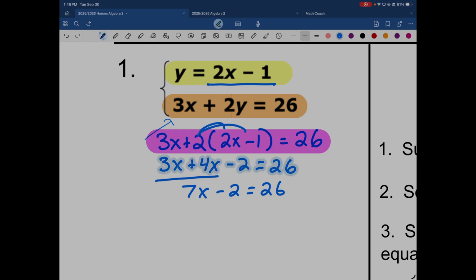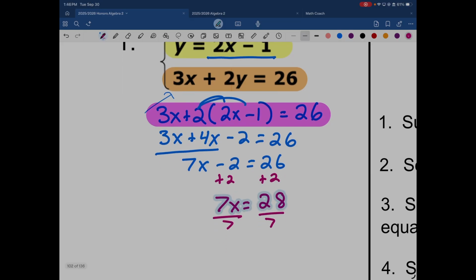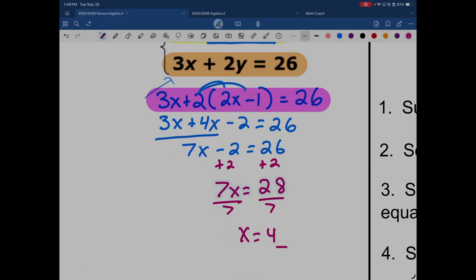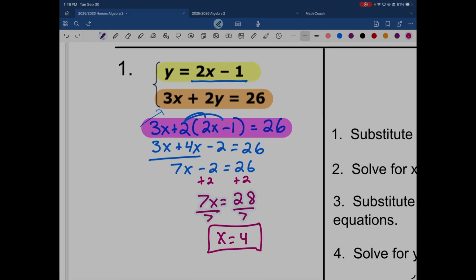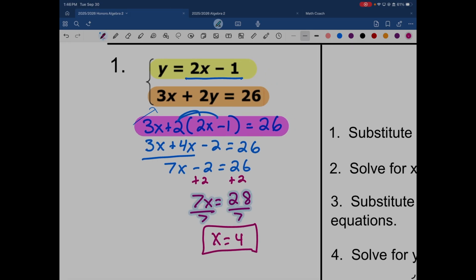Now I have to get variables on one side, constants on the other. So we're going to add 2. 7x minus 2 plus 2 is just 7x. 26 plus 2 is 28. 7 times what is 28? Or 28 divided by 7 is 4. So now I know my x variable. My x has to equal 4. So now we've used substitution to find the x value. Now we're going to use substitution to find the y value.